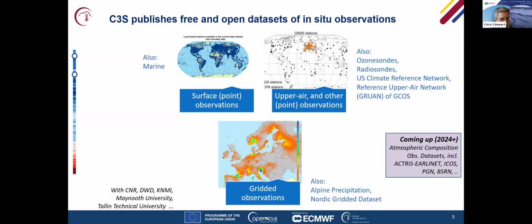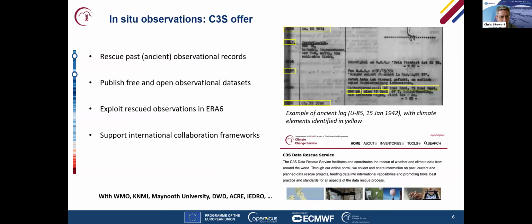And in terms of observational data, it's not just satellite data, also in situ observations we make available. So these are point observations over the surface, over the upper air, from ozone sondes, radio sondes, and so on, but also gridded observations from different in situ networks. And in addition to this data, we also have this data rescue service.